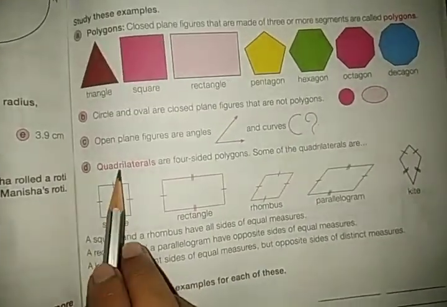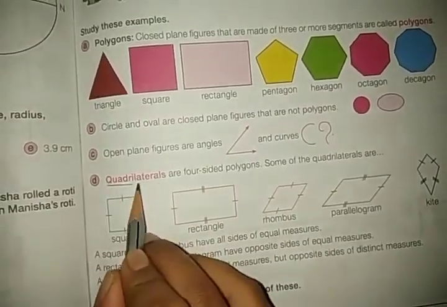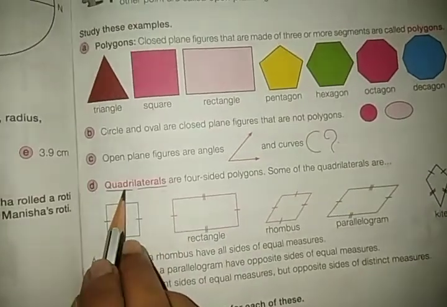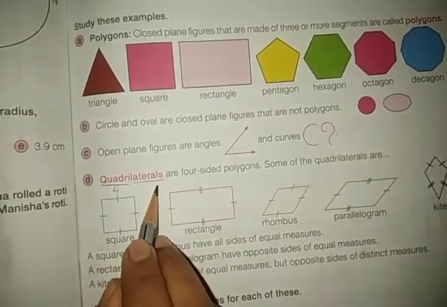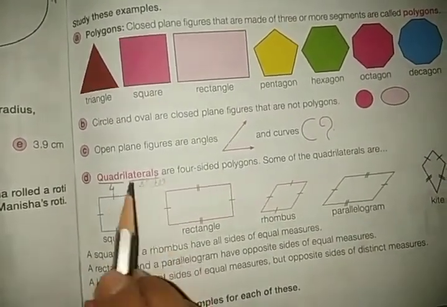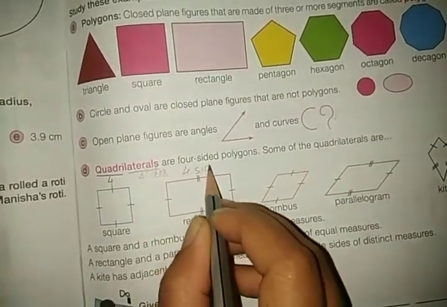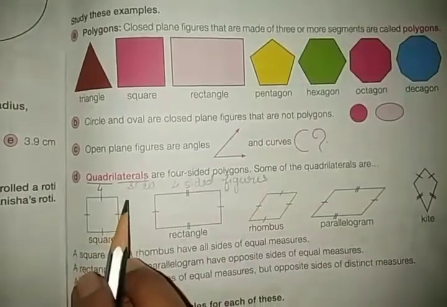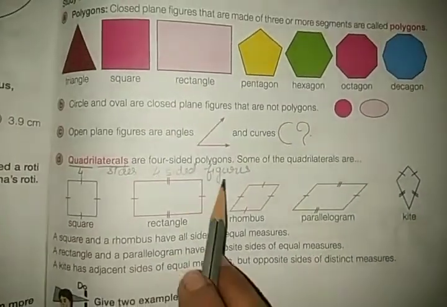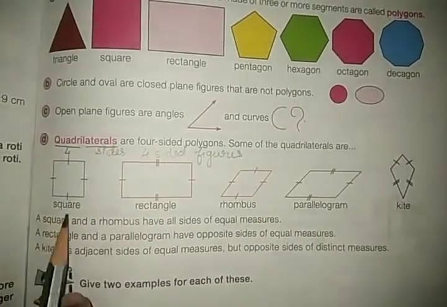Okay, children, quadrilateral is a two-word term: quadri and lateral. Quadri means four, and lateral means lines or sides. So quadrilaterals means four-sided figures, or polygons. Quadrilaterals are four-sided polygons, and some of the quadrilaterals are given here.